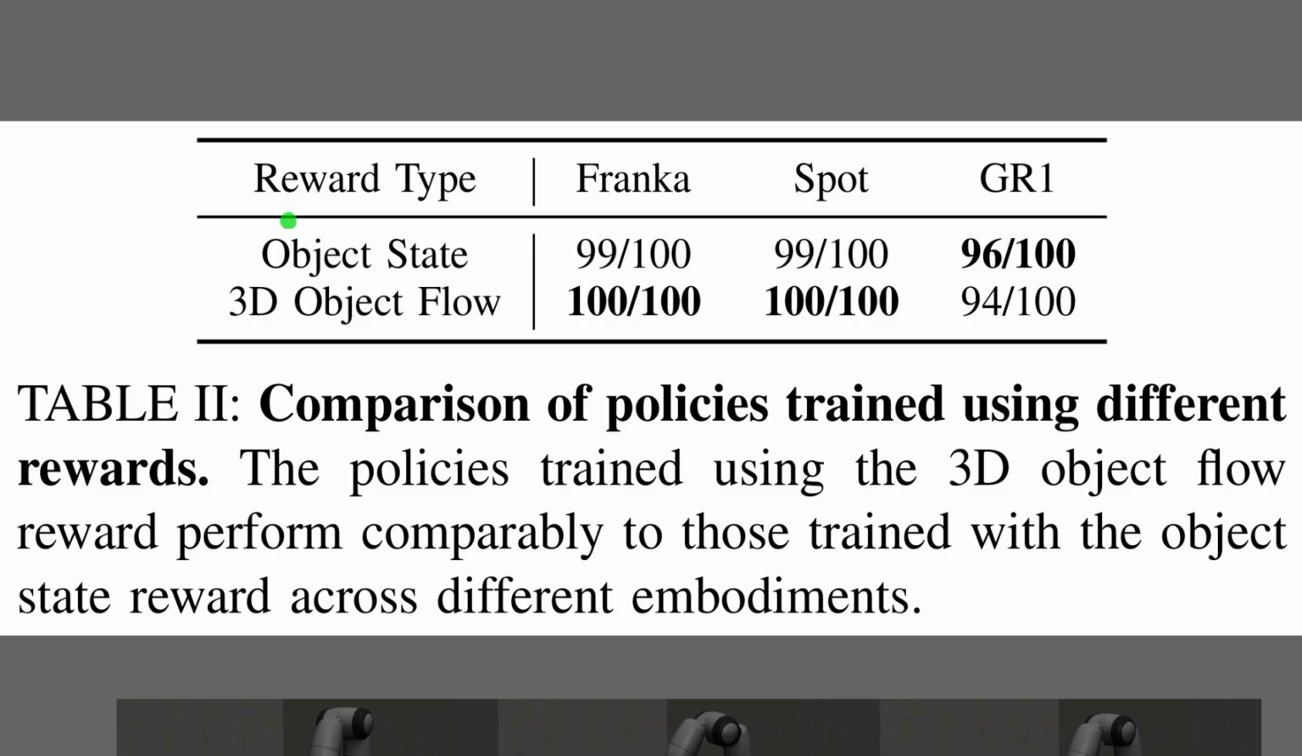Table 2 validates the quality of the training signal by comparing it to a perfect ground truth. The top row shows success rates using the object state reward, which relies on privileged simulator information, while the bottom row uses the method's visual 3D object flow. Across the Franka, Spot, and GR1 robots, the results are nearly identical, with success rates consistently hitting 99 or 100%. This confirms that the extracted flow is accurate enough to serve as a robust reward for reinforcement learning, effectively matching the performance of direct state access.